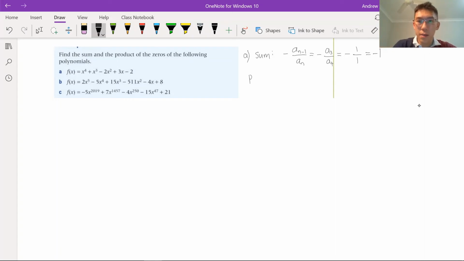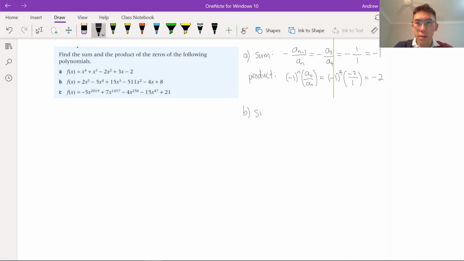And then for the product, well, let's use the formula. So negative 1 to the power of n times a to the power of 0 divided by a to the power of n. So in this case, we have negative 1 to the power of 4. Now a0 is our constant term, which is negative 2, over an is the coefficient of our x to the 4, which is 1, which gives us 1 times negative 2, which is negative 2. Alright, nice and simple. Let's do part B.